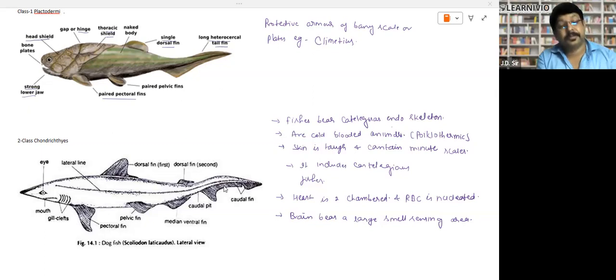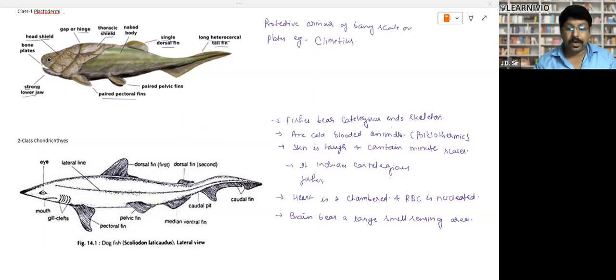Got it? So sharks are the king of oceans. Nobody can beat them in the water. Next point.